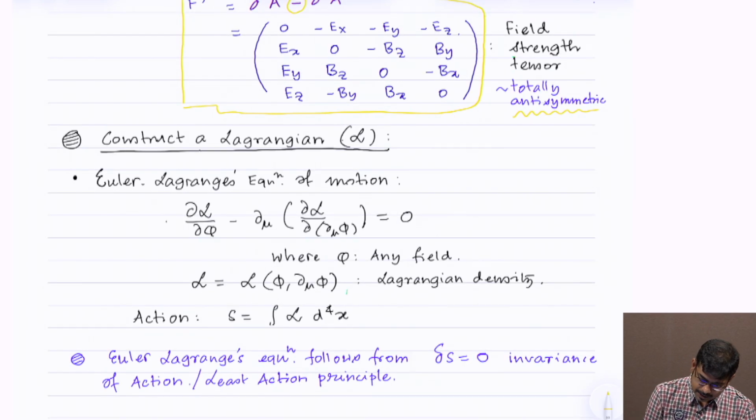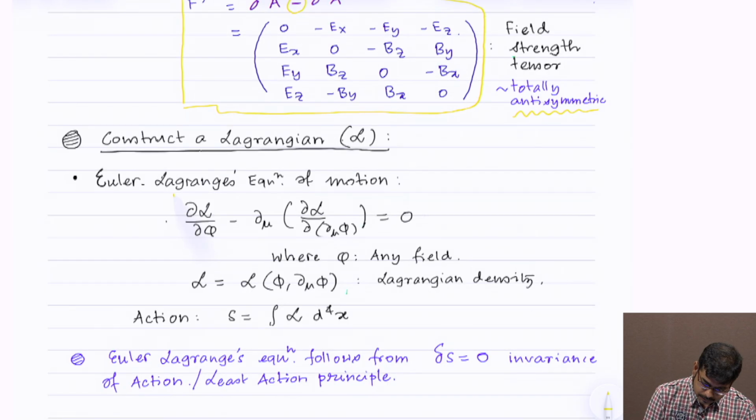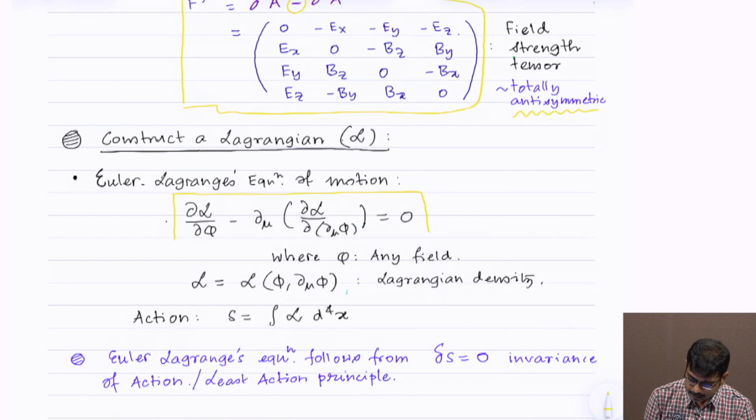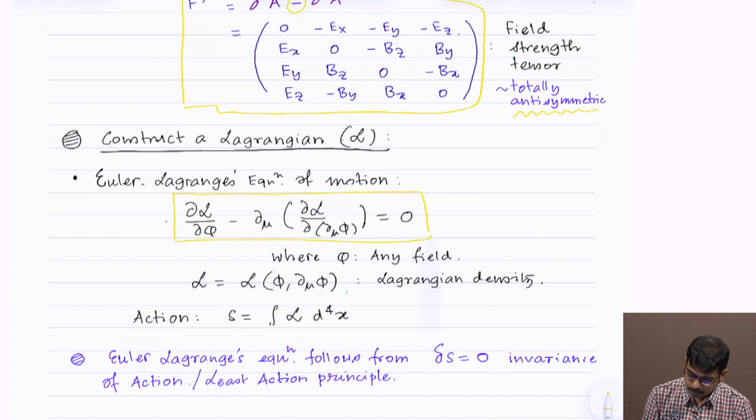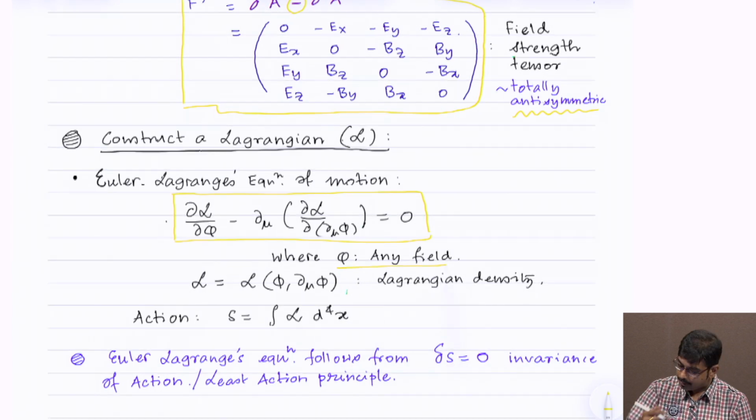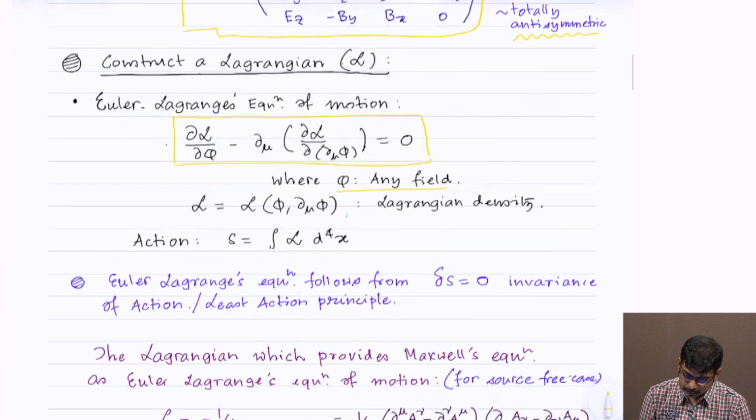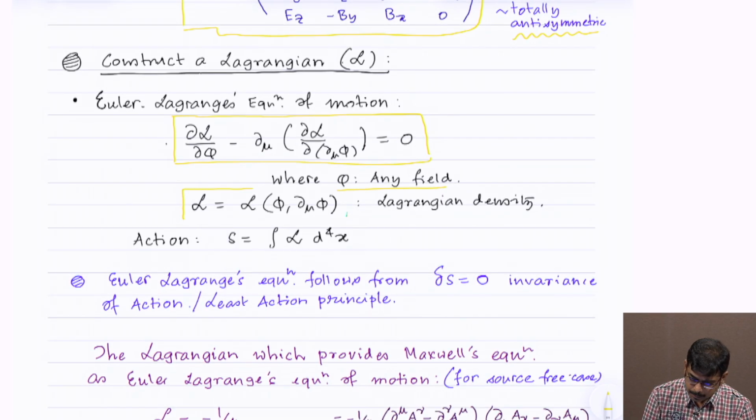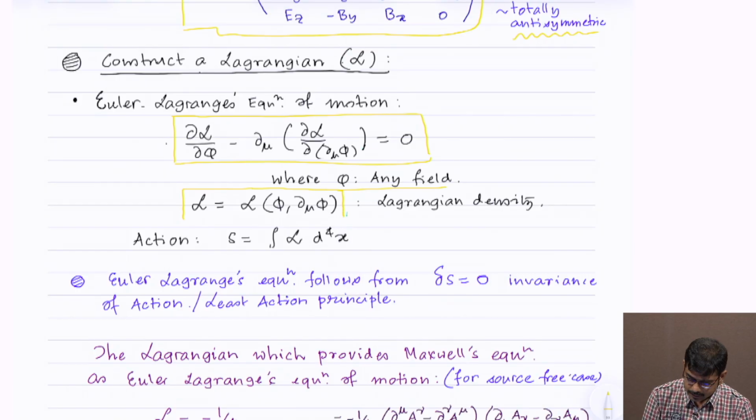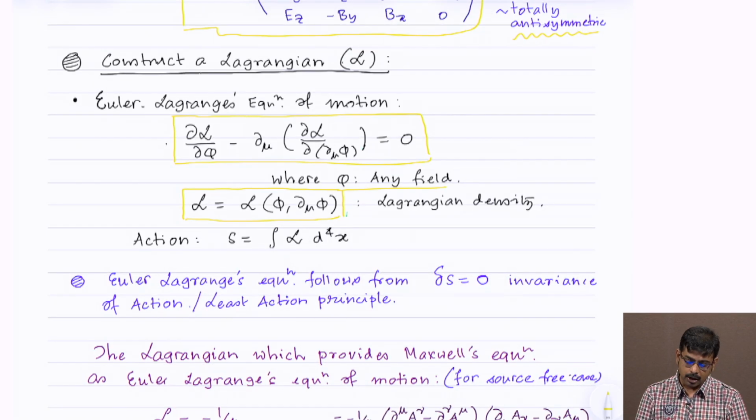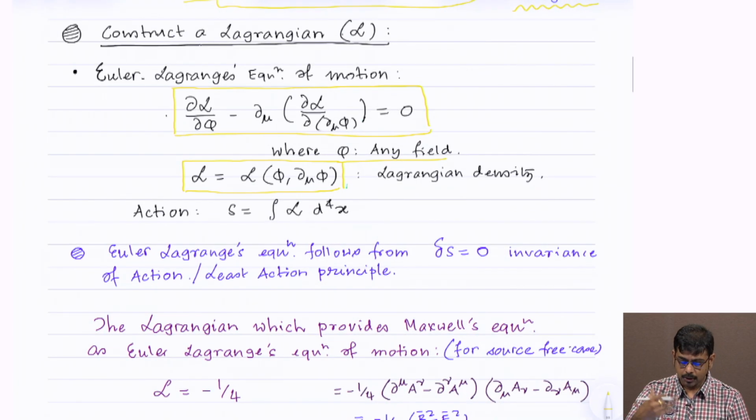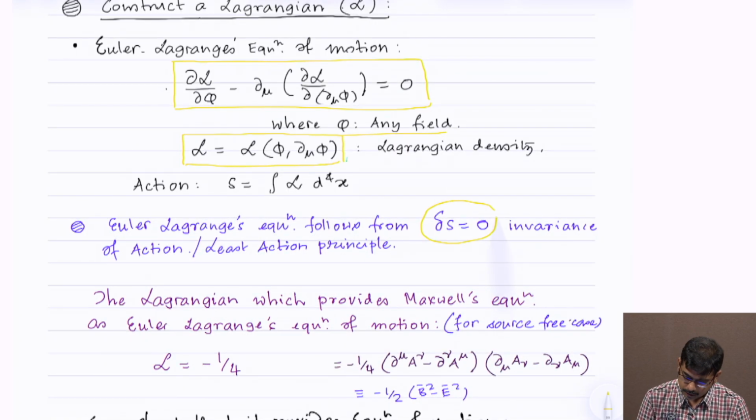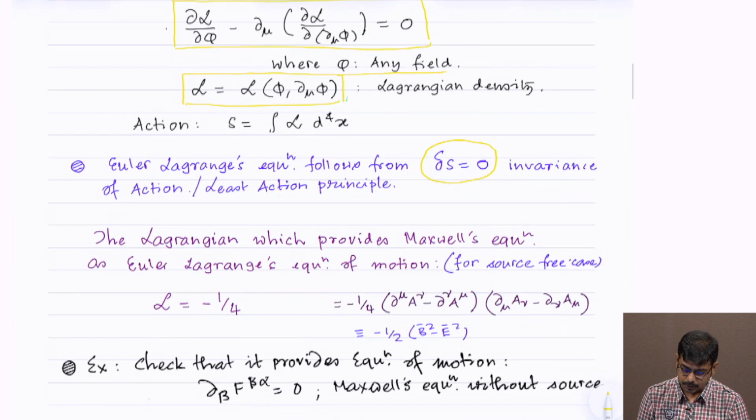So, we have already seen that the Euler-Lagrange equation for the scalar field can be written as ∂L/∂φ − ∂_μ(∂L/∂(∂_μ φ)) = 0, where φ was the scalar field. If the Lagrangian depends on the fields and their derivatives, then in principle, using this Euler-Lagrange equation, we get the equation of motion. It follows from the invariance of the action, or the least action principle, so to say.